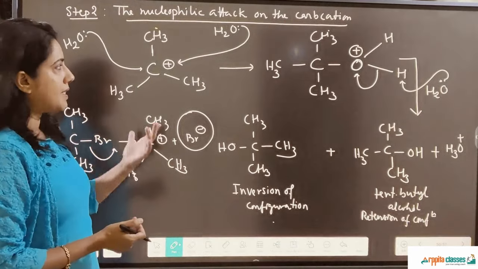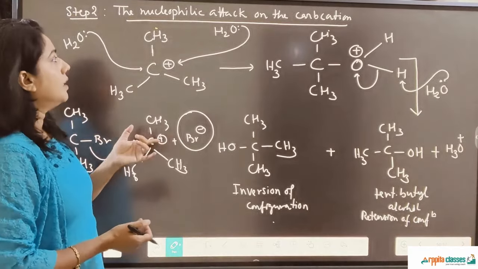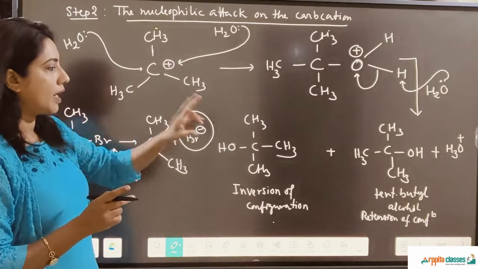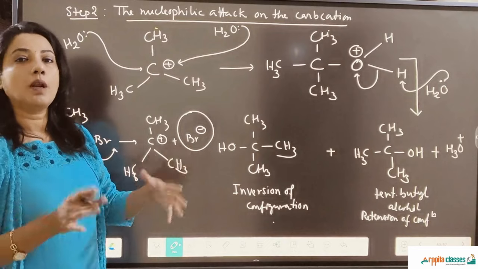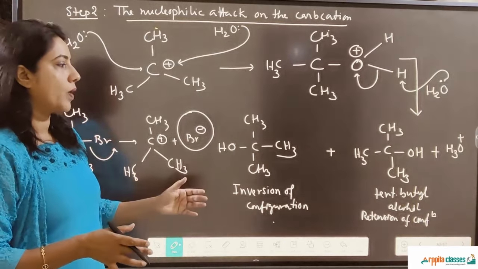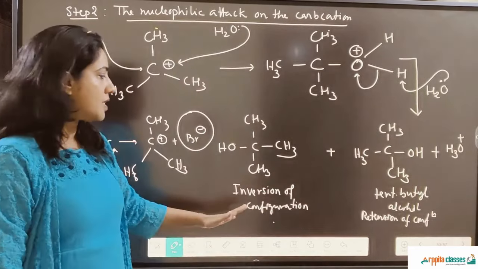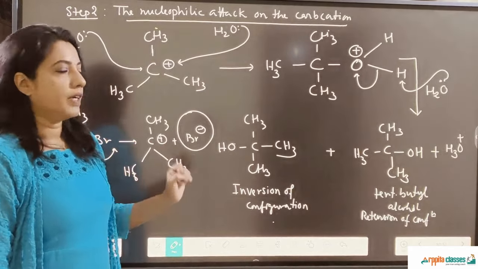Now in the next step, since we are getting a trigonal planar carbocation, the nucleophilic attack in the second step can be from both sides. So accordingly we are getting two products. We can get dextrorotatory or levorotatory product, in equal amounts, and that is why there are two products, one is retention of configuration and the other is inversion of configuration. So that is the stereochemistry of this reaction.